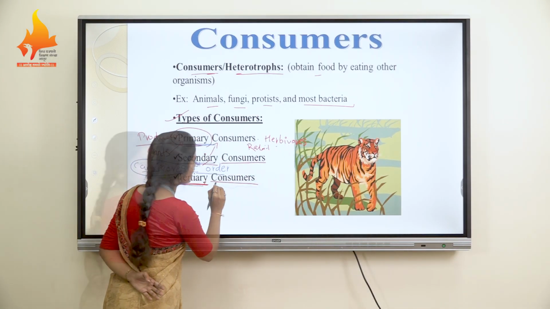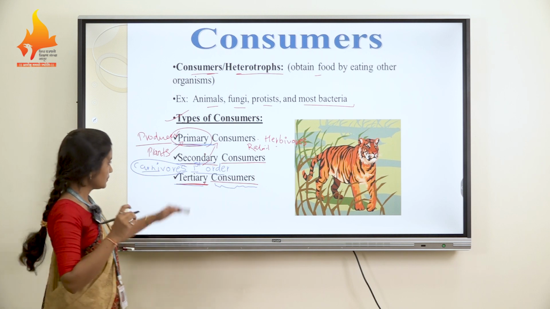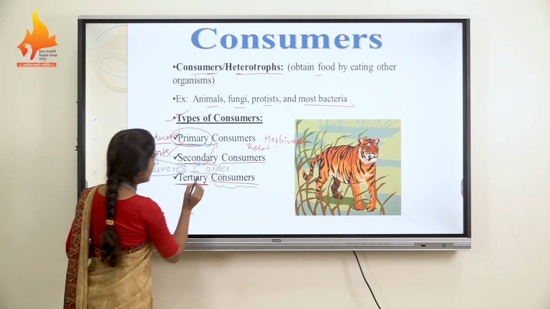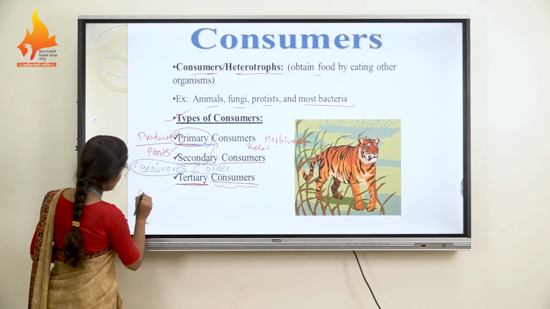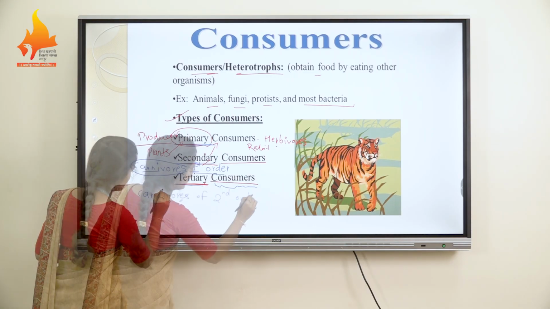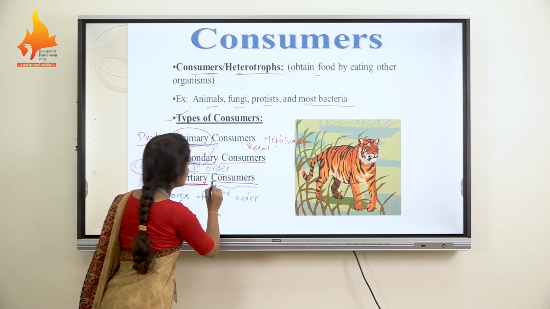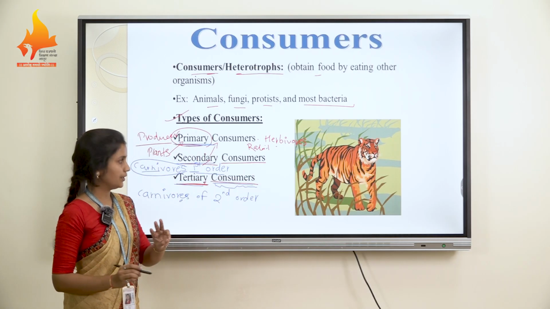Next, the tertiary consumer. Tertiary consumer means what? Those which depend upon secondary consumers, which are the first order. The tertiary consumer is also called carnivores of the second order, or consumers of the third order. Okay.